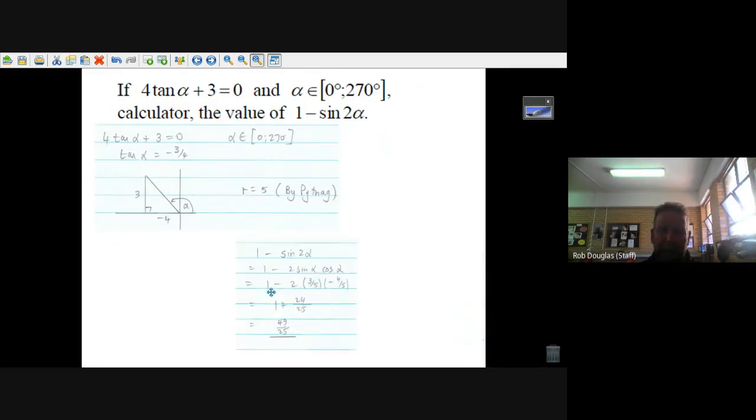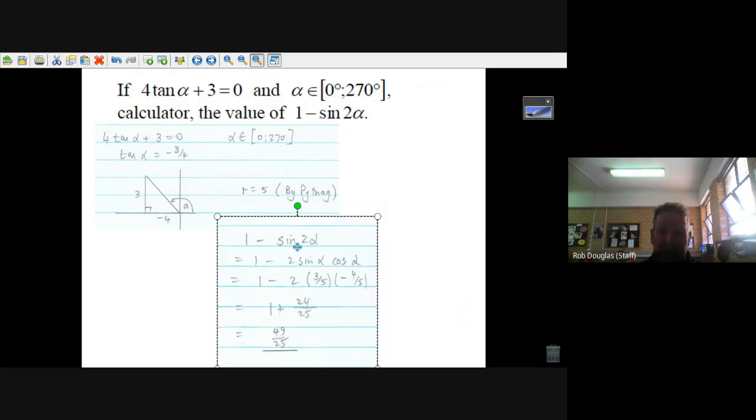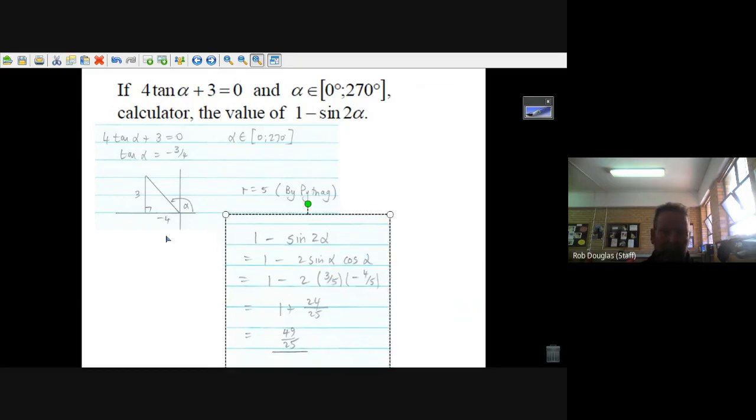The next part, we're using an identity. And the identity is sine of 2 alpha. Our formula sheet says sine of the double angle is 2 times the sine of the angle times the cosine of the angle. So just writing that out, you're almost to your answer, because the sine of the angle you can get from this triangle now. It's opposite over the hypotenuse, which is 5.